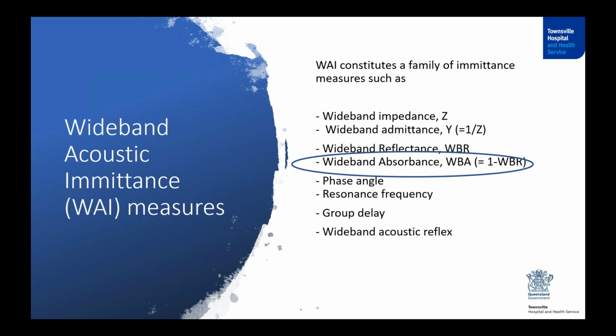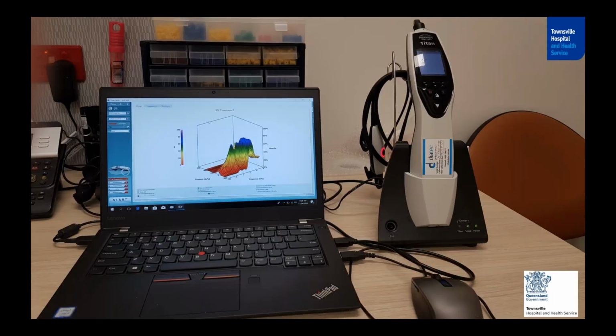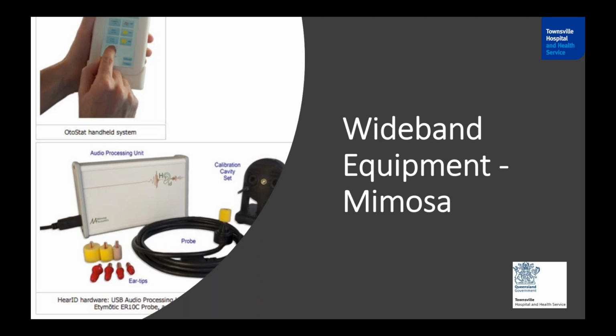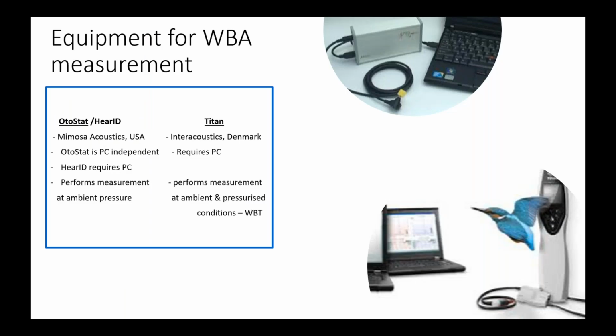Before we go on to the principles, I will talk about the equipment used. There are two companies that make the wideband absorbance measurements. This is a Titan equipment by Interacoustics. It has a bit more capability that I'll describe a bit later. And the other one is the Mimosa equipment. Earlier, it used to be only research equipment, but now clinical units are available. So clinical usage is starting to take up.